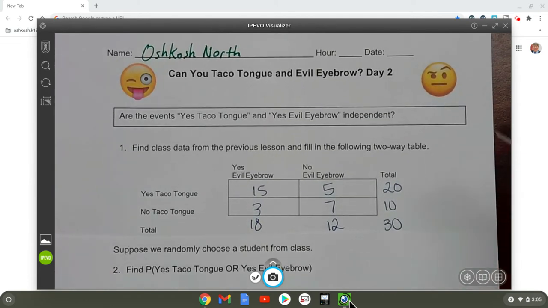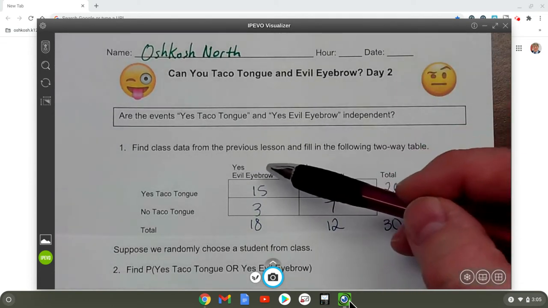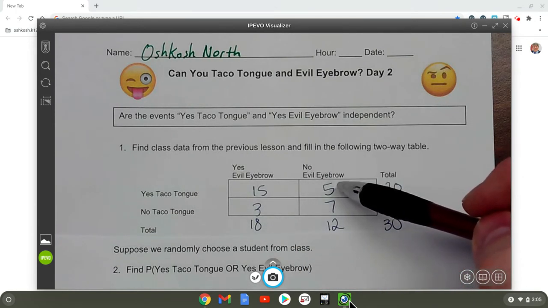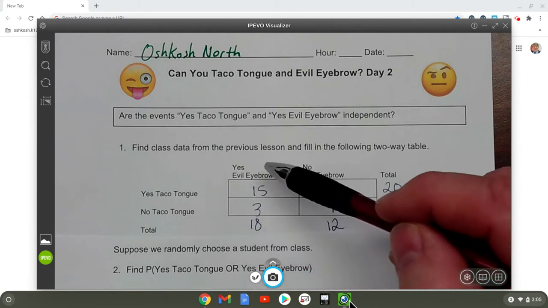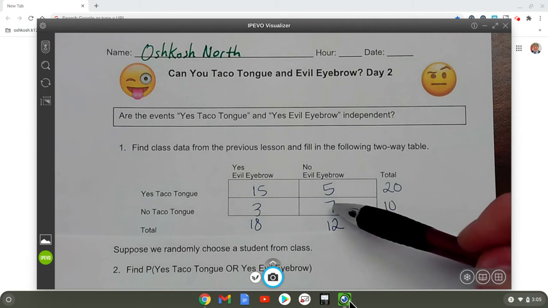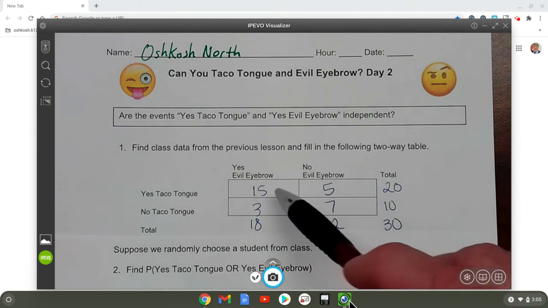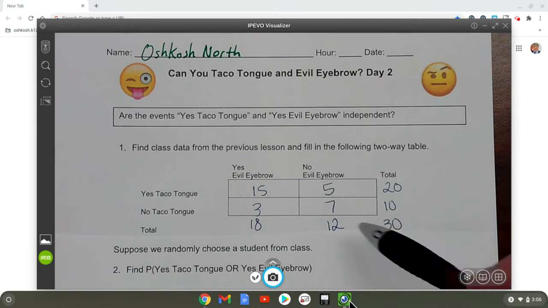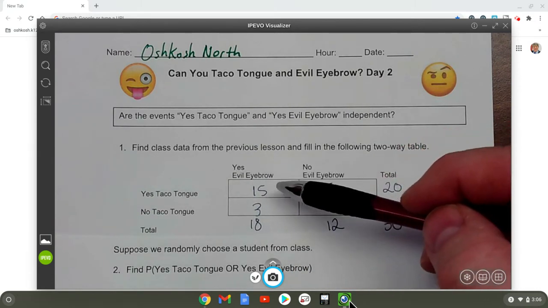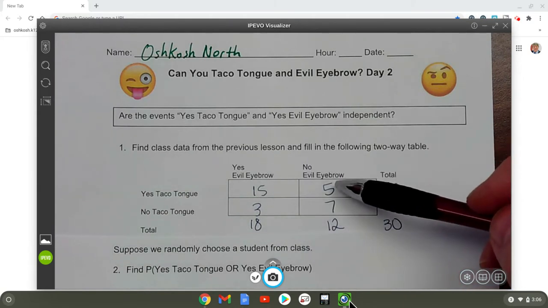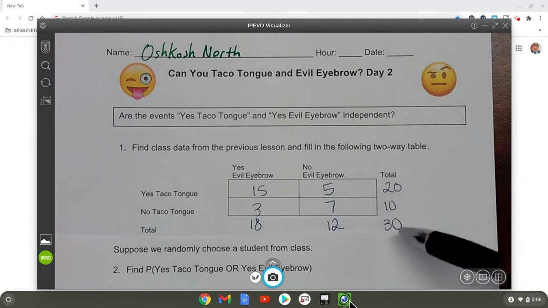Our data for yes taco tongue and yes evil eyebrow is 15, yes for taco tongue and no for evil eyebrow is 5, no for taco tongue and yes for evil eyebrow is 3, and no for taco tongue and no for evil eyebrow is 7. So if you add them together, there's 20 people that were yes for taco tongue. There are 10 people that were no for taco tongue. Reading the other way, because it's a two-way table, yes for evil eyebrow is 18 and no for evil eyebrow is 12. Notice how both the row and the column add up to the same number.